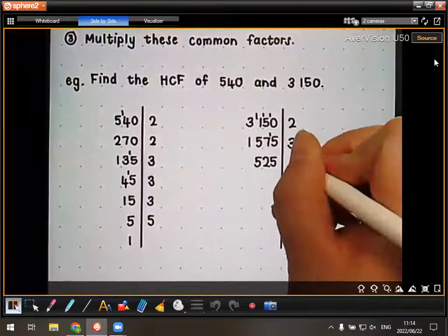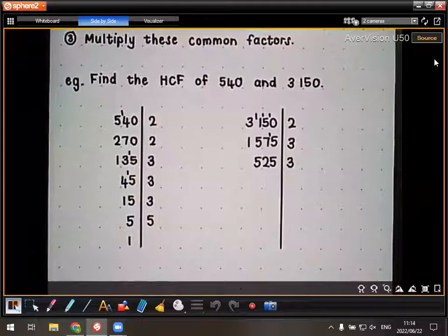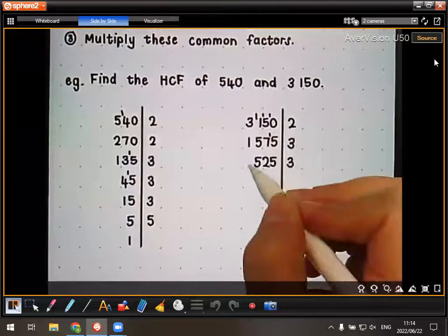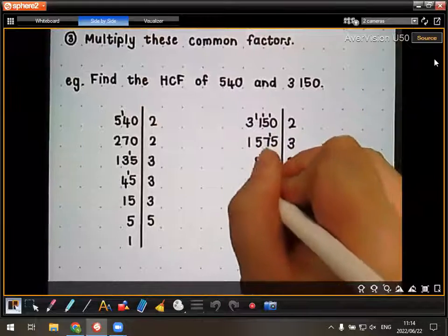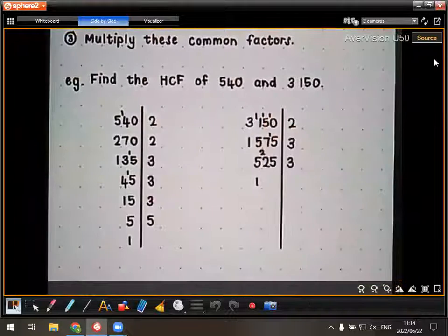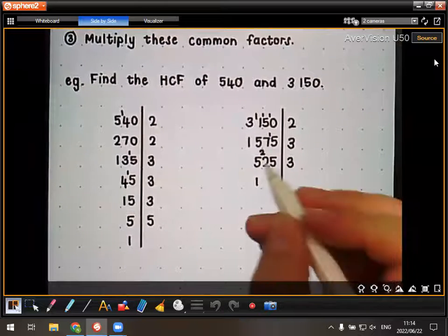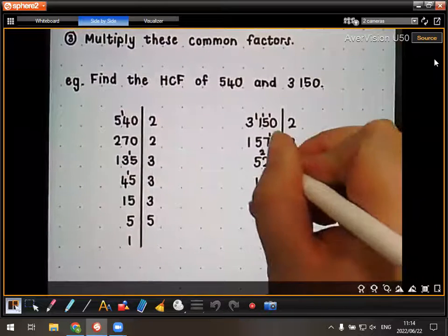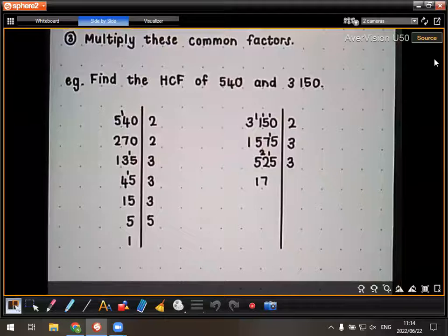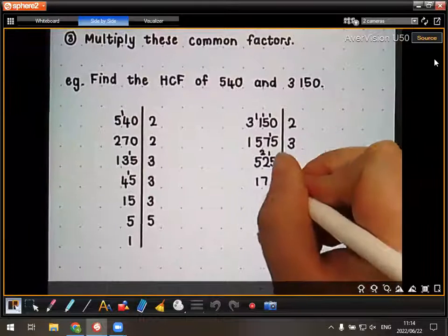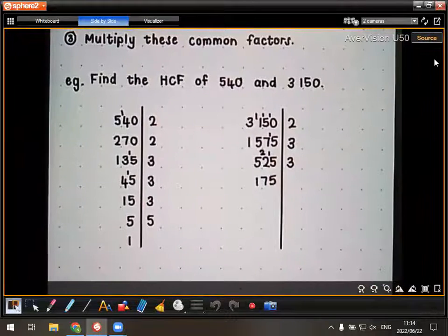All right, so 3 can go into this number again. 5 divided by 3 is 1, and I have a remainder of 2. What about 22 divided by 3? 7. What is 7 times 3? 21. So what's my remainder going to be? 1. And now 15 divided by 3 is going to be 5 again.